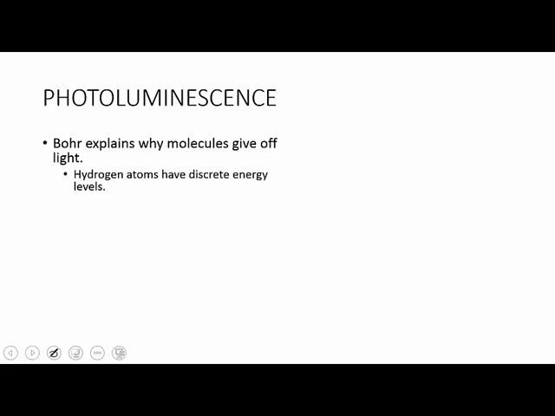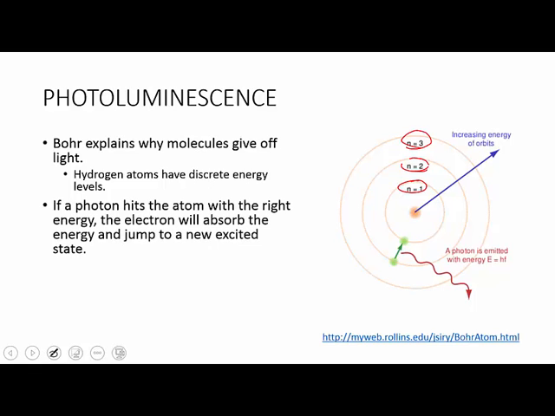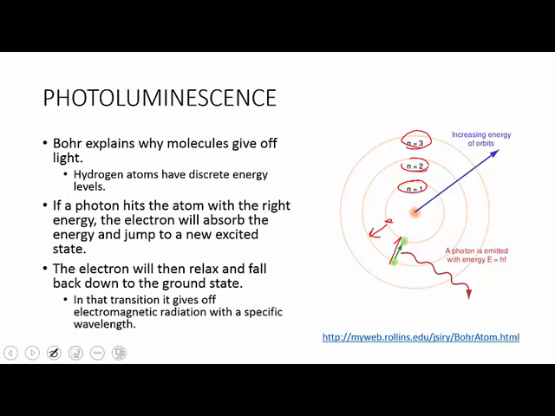Before we get into the details of phosphorescence, we need to know the basics of photoluminescence. Bohr explains why molecules give off light. He uses the hydrogen atom as an example for this. So atoms have discrete energy levels where electrons could be around the nucleus. In this example, it is n equals 1, n equals 2, and n equals 3. When the atom is hit with a photon with the right amount of energy, the electron will absorb the energy and jump to a new excited state. Then, the electron will relax and fall back down to the ground state, emitting electromagnetic radiation, or light.